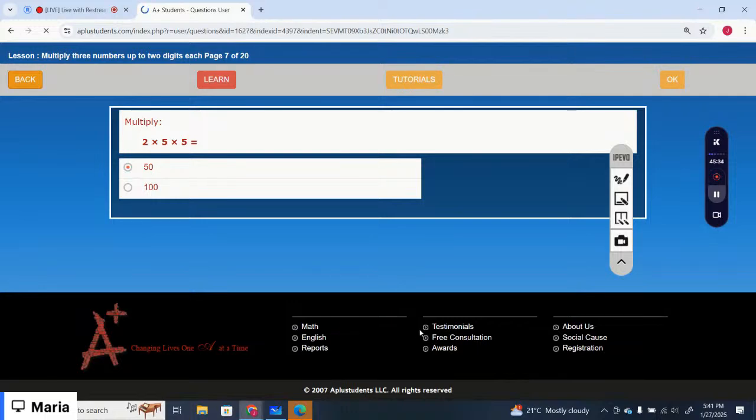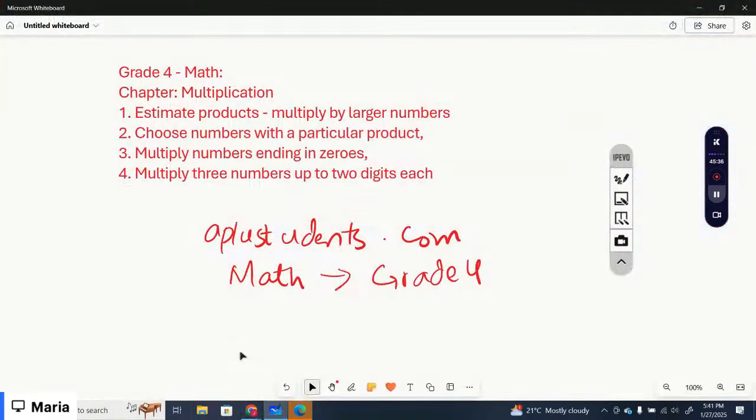So we were working on grade 4 math. The chapter we were working on is multiplication. The lessons we have covered today are estimate product, multiply by larger numbers, choose numbers with a particular product, multiply numbers ending in zeros, and multiply three numbers up to two digits each.